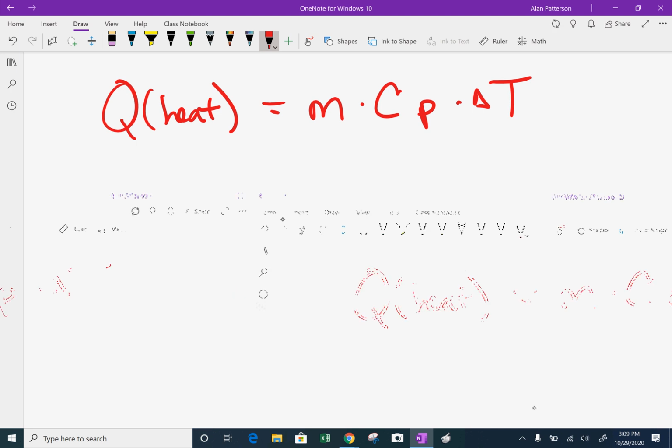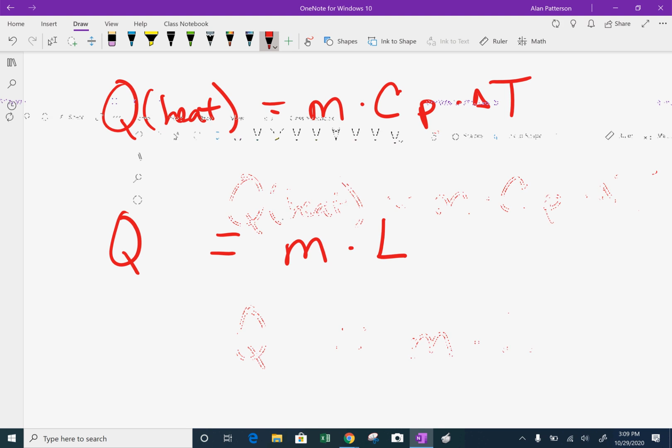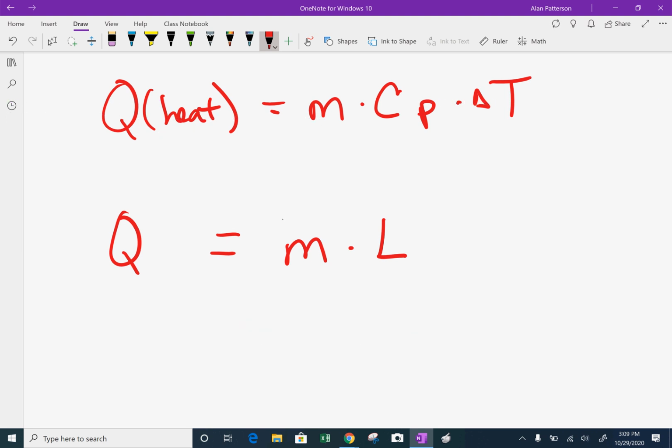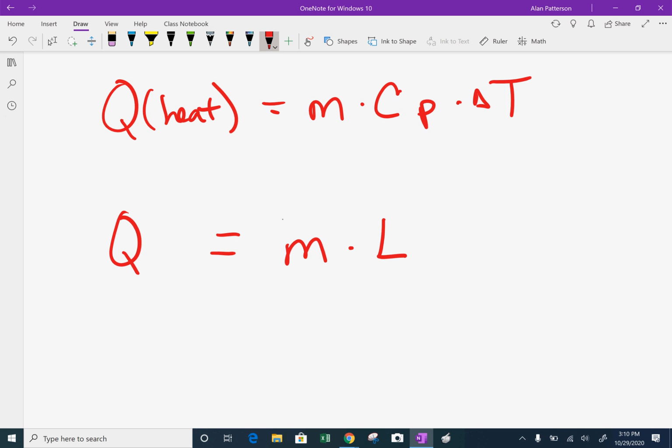Okay? And for a state change, we're going to find Q, the heat required, the energy required, by taking the mass of the substance times the latent heat. And there are different types of latent heat. Latent heat of fusion or vaporization, and it depends on what state of matter or state change we're going through. All right, so let's go back to our graph and take a look at where these apply and do a sample calculation.